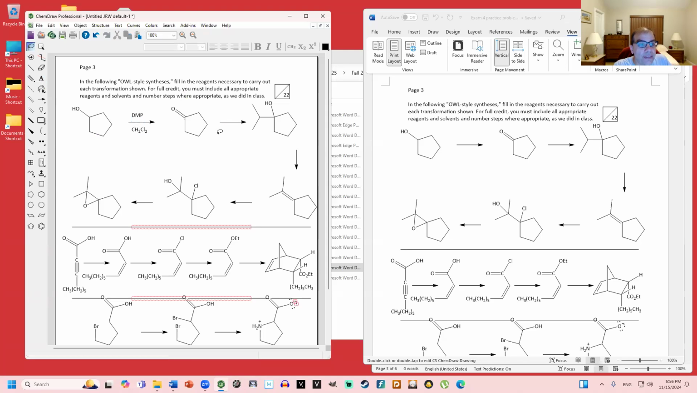And then in the next step, we've attached this isopropyl group and we formed a new carbon-carbon bond between the isopropyl group and the carbon that had been a carbonyl carbon. And also, we've gone from a carbon-oxygen double bond to a carbon-oxygen single bond. That can only happen by treatment with a Grignard reagent or an alkyl lithium. So the first step would be treatment with a Grignard reagent.